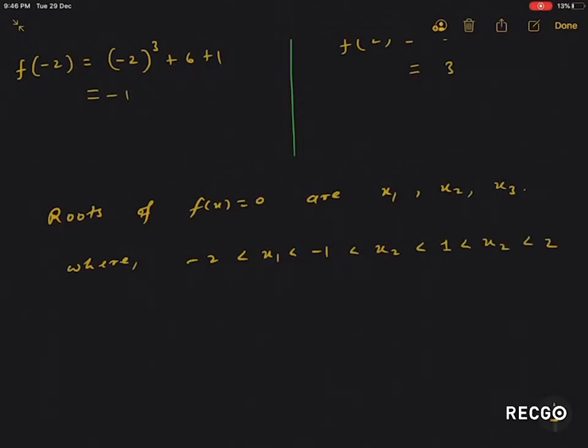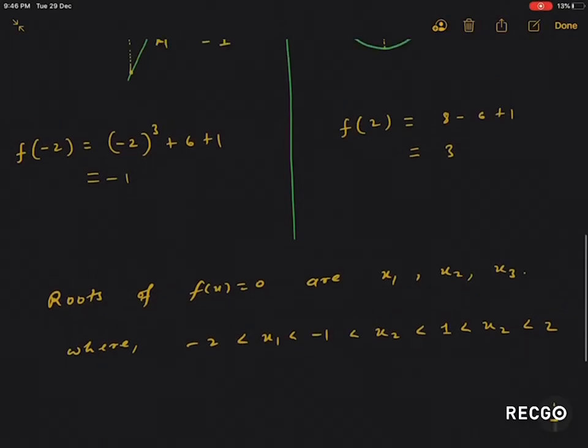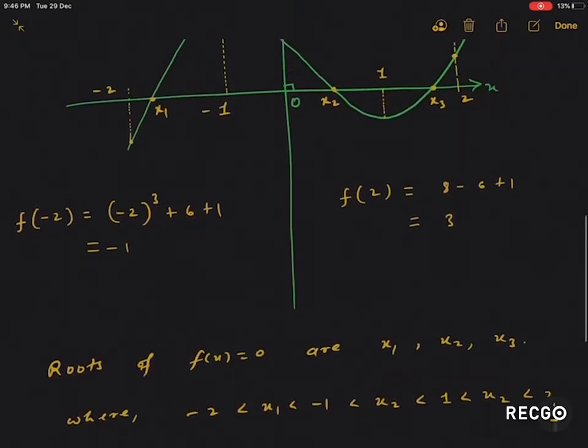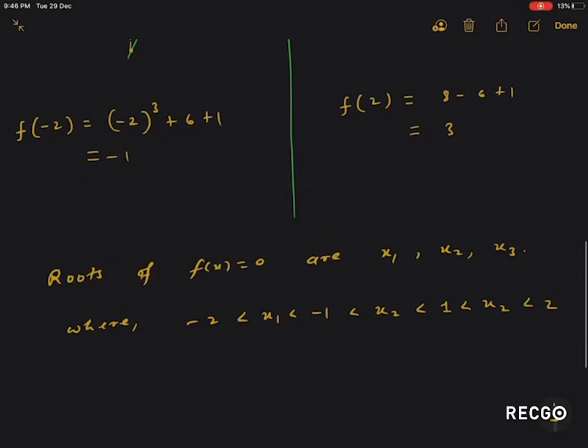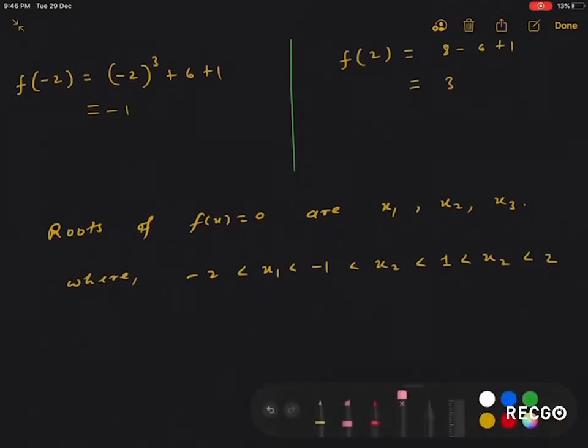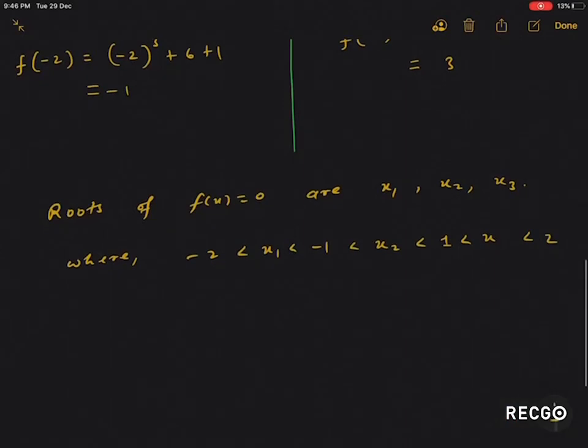I think there is a typing mistake. It should be x3 instead of x2. Let me correct it. So it should not be x2, rather it should be x3. Okay, this is just a minor mistake. So let's say this is x3, right?